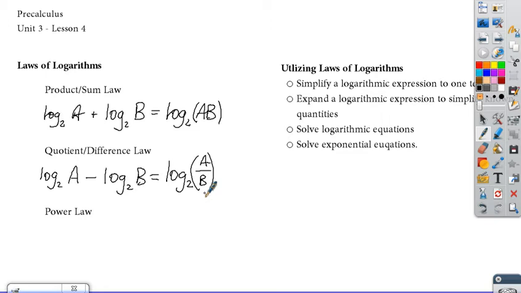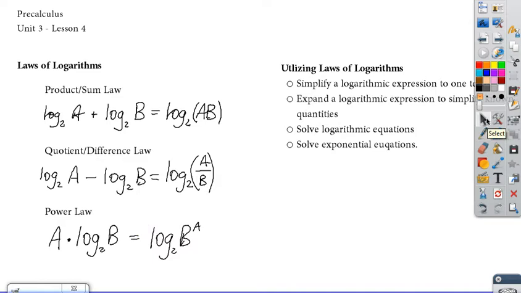Last, the power law. This works both ways. That's the nice thing. All of these work both ways actually. So you can separate a log statement, or you can bring them together. So the power law says that if I have a particular number out in front of a logarithm, like a times log base 2 of b, that could be rewritten as log base 2 of b to the a power. And that goes the other way as well. If I have something with an exponent inside the log, I can bring that exponent out in front. It's actually what helps us solve those exponential functions from Algebra 2 that we were talking about earlier.